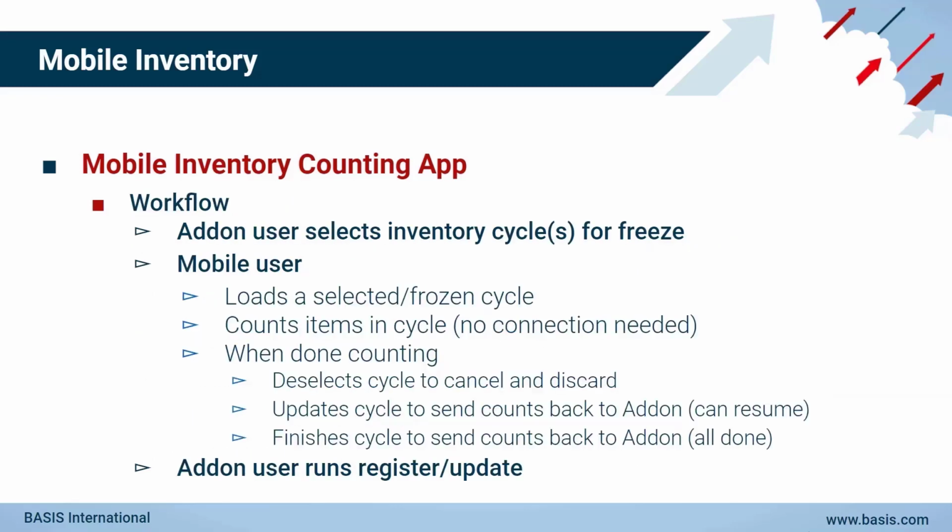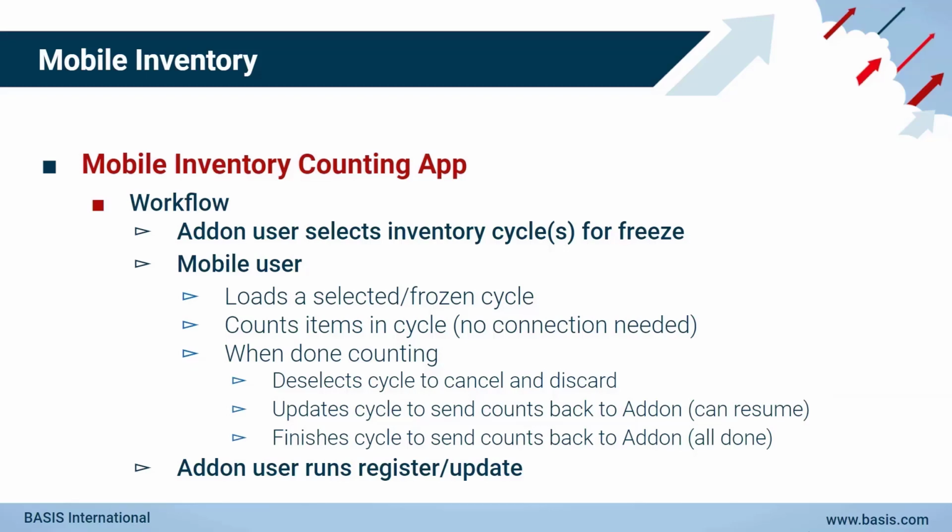The workflow between Addon, running on the server or backend, and the mobile devices is pretty straightforward. As has always been the case, an Addon user needs to select one or more inventory cycles to freeze. That process builds a file containing the items from the selected cycles, including the associated lot or serial numbers if applicable, and the current counts known to the system. When a mobile user then logs into the counting app, they can see the selected cycles and load the cycle they want to count. Now at this point, the mobile device does need a server connection to pull in the items for the cycle and send back a change to the status flag, which takes that cycle out of commission for any other counters. Now counting can begin, whether on or offline.